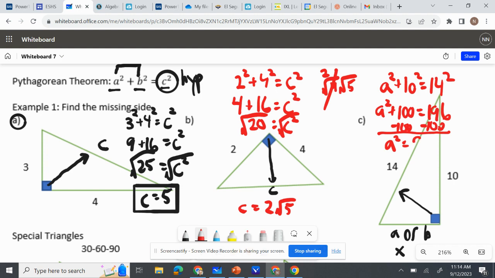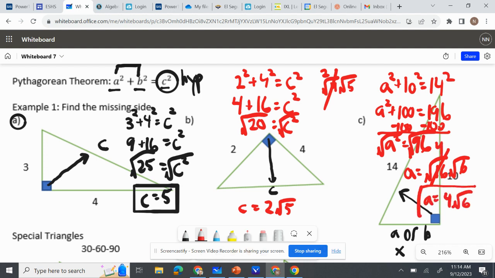And then I'm going to take the square root of 96. And 96 is 16 and 6. Square root of 16 is 4. So it would be 4 square root of 6. Now that's the Pythagorean theorem.